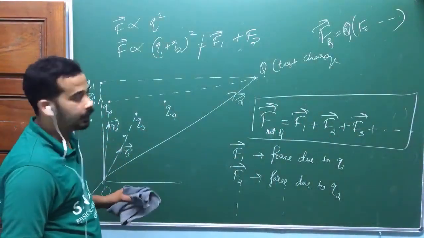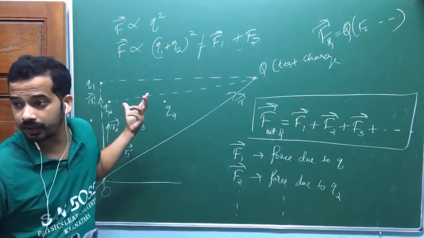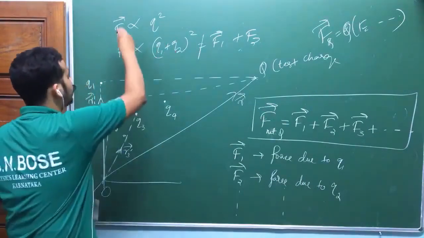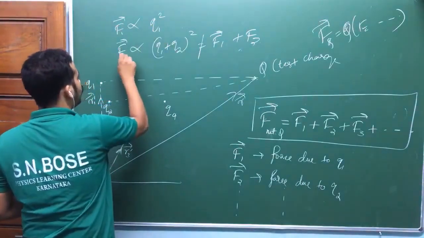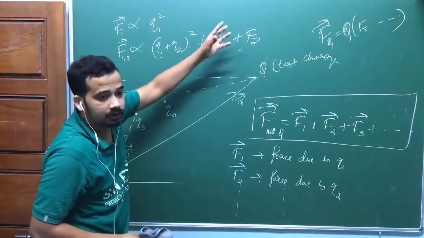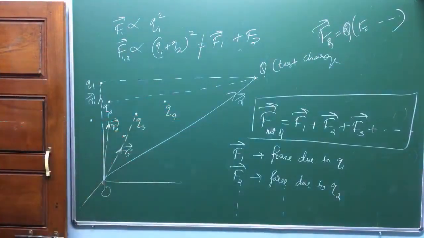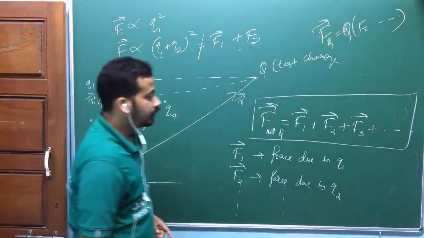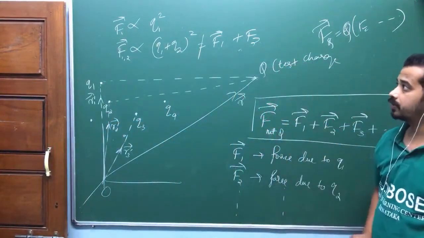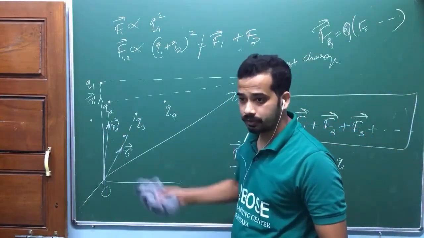If these forces were proportional to the square of the source charges, look here, what will happen? Force due to 1 and 2, how do you write it? Q1 plus Q2 the whole square. You can't decompose that into F1 plus F2. It would be too difficult for us to calculate the force. So that's why the superposition principle exists, mathematically, because the force is proportional to the first power of the source charge.